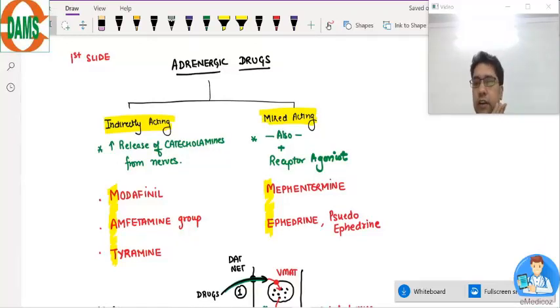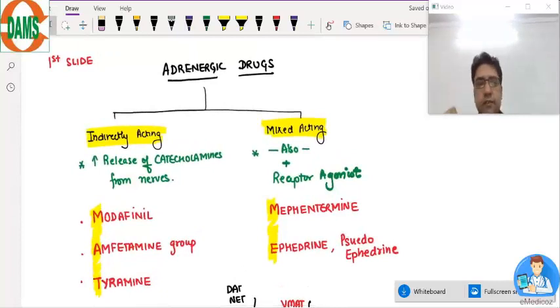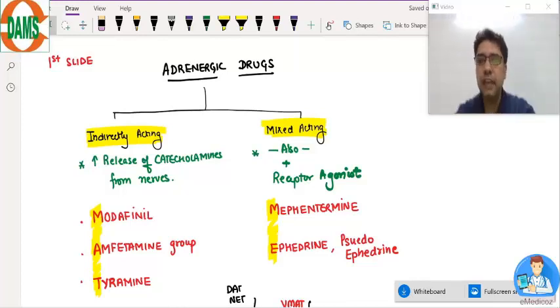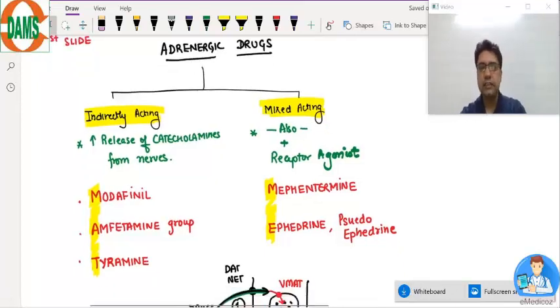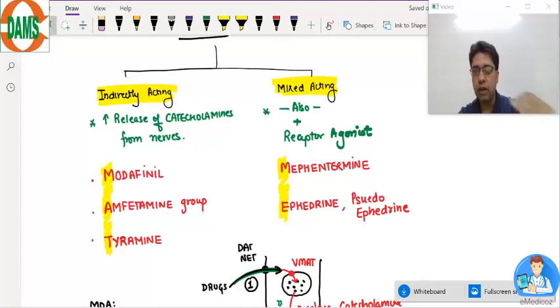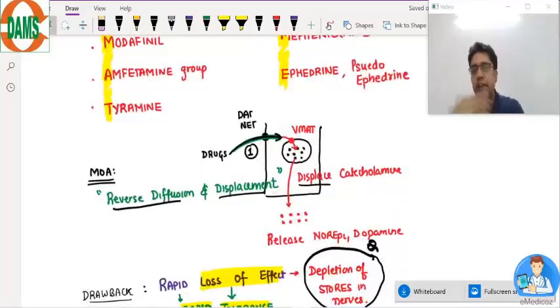So we started today with adrenergic drugs, two types: indirectly acting, which increase the release, and mixed acting, which increase the release as well as being receptor agonists. Okay, drugs are MAT and ME: modafinil, amphetamine, tyramine, mephentermine and ephedrine. How do they cause release? They go into the nerve by reverse diffusion, cause displacement, and cause release of norepinephrine and dopamine.